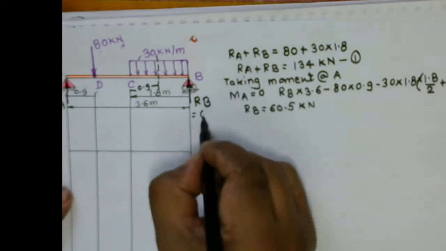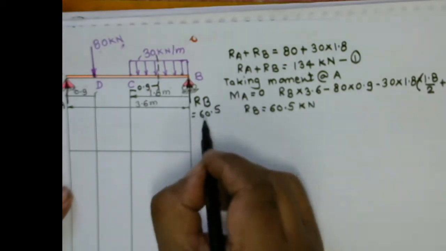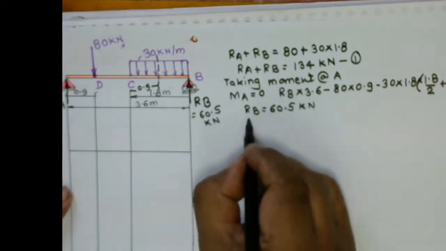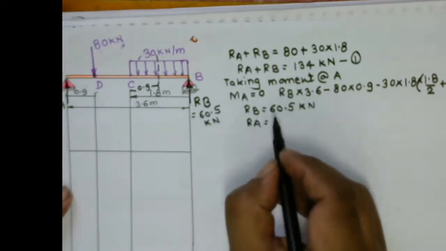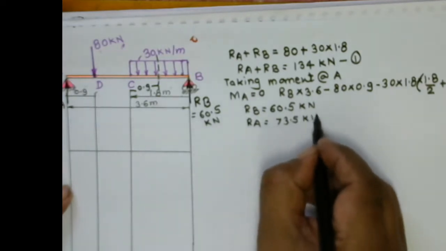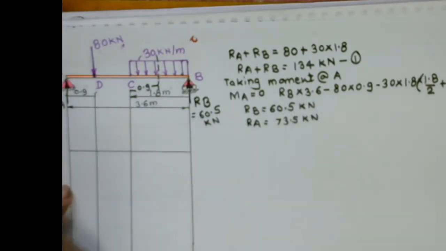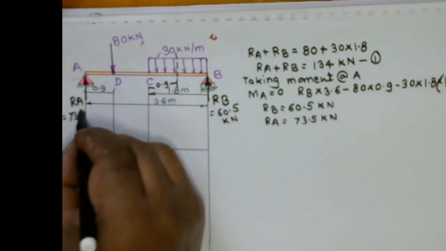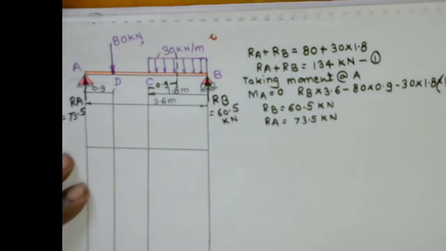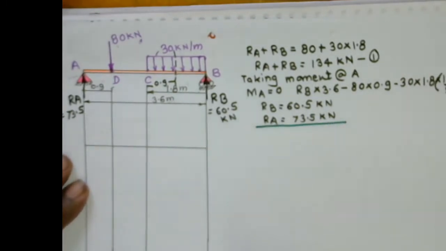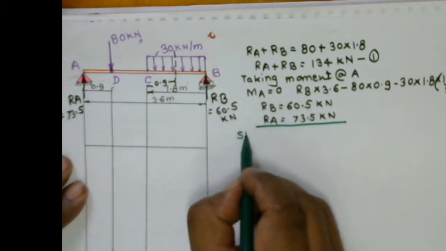So what is the value of RB? 60.5 kilonewton. Put this value in equation number 1, and you will get the value of RA. So RA will be 73.5 kilonewton. Now I hope you understood all these calculations. Now shear force calculations.